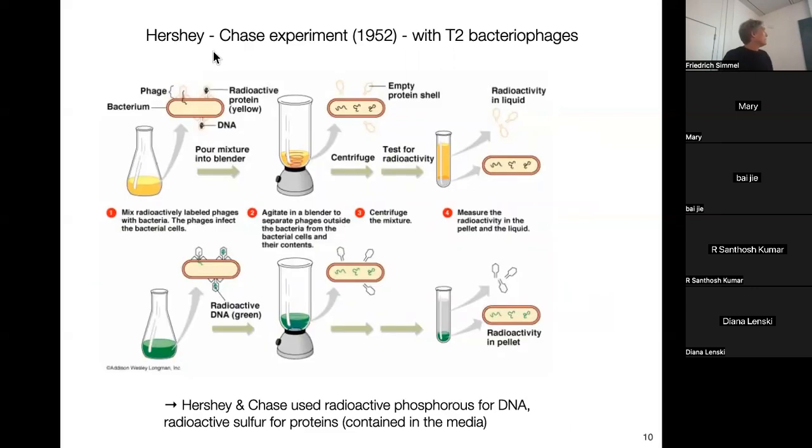The other famous experiment is Hershey and Chase, and that's slightly different. That's with bacteriophages. Bacteriophages are viruses that infect bacteria. You probably all know these things already. These bacteriophages are these little structures here that contain genetic material. They dock on the bacterial cell wall and inject their material into the bacteria.